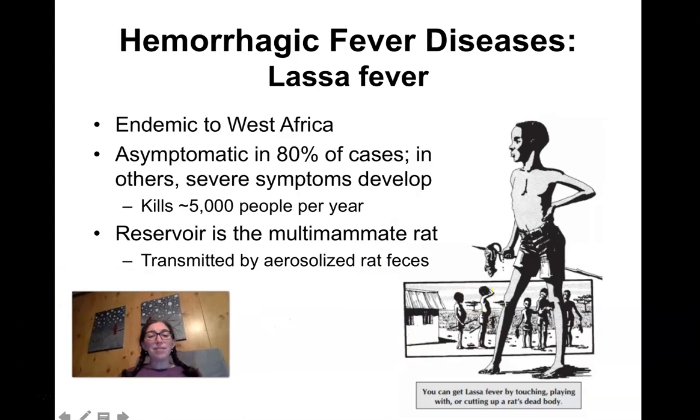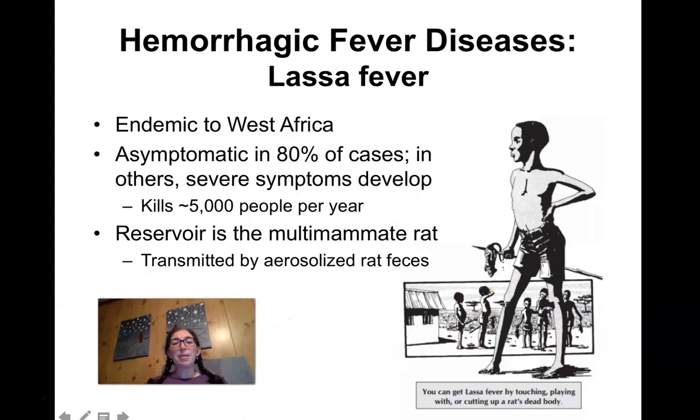Another one, Lassa fever, is endemic to Africa as well, just like Ebola. Some of the cases are asymptomatic, but in about 20% of cases, people get really severe symptoms. And the reservoir is these rats that are often hunted for food. You can get it from handling the rats, or even if you step in the rat feces and you aerosolize it, and it causes a type of hemorrhagic fever.